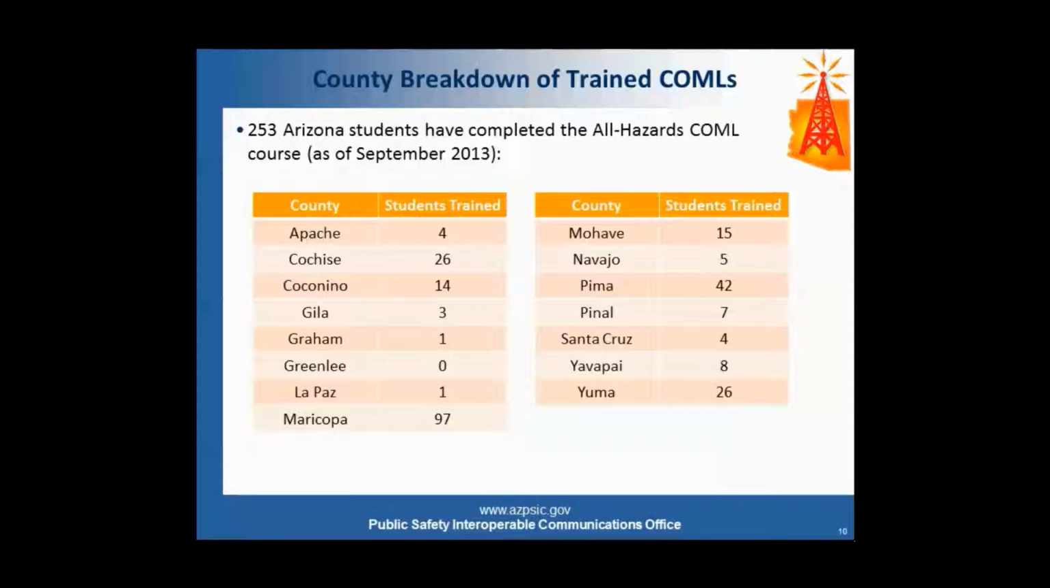As of 2013, we have 253 students who have completed the COML course. This is broken down by county. This is me trying to make sure that we get the right person in the right county. You'll notice that Graham, Gila, Greenlee, and La Paz still are lacking in the number of COMLs, but we are making progress.